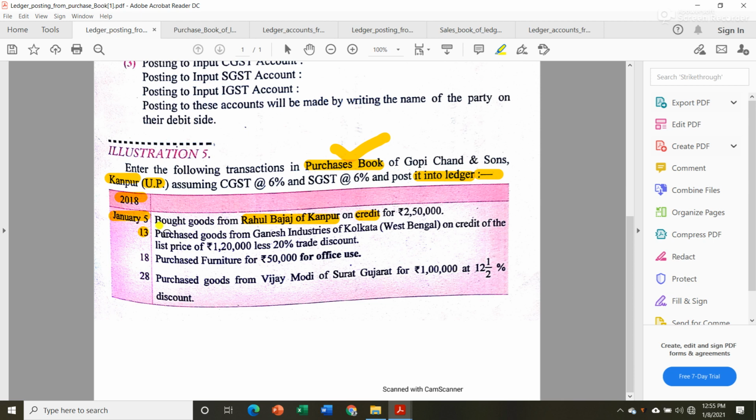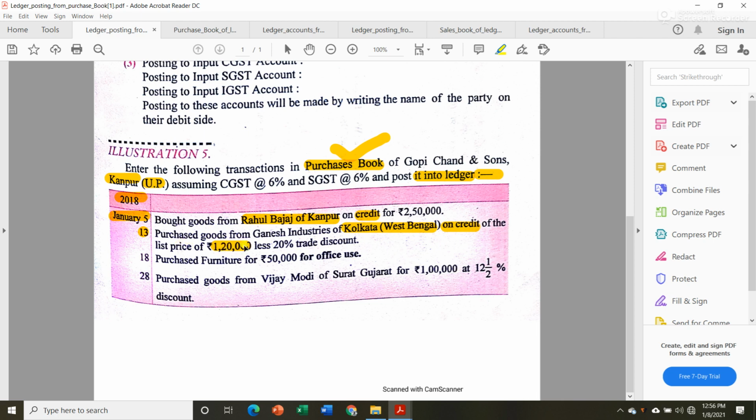On January 13, purchase goods from Ganesh Industries of Kolkata, West Bengal. Remember this is from another state, but first let us see whether we are supposed to write this transaction in our purchases book or not. They said on credit of the list price 1,20,000 less 20% trade discount. Since this is a credit purchase, we can record it in our purchase book. Plus they have given this 1,20,000 as our list price.